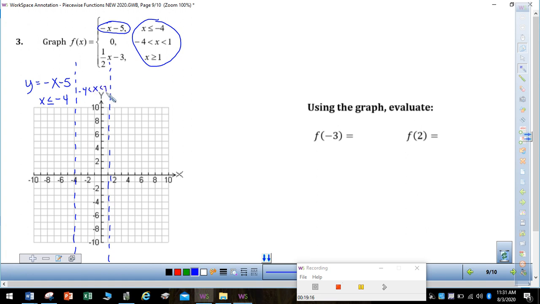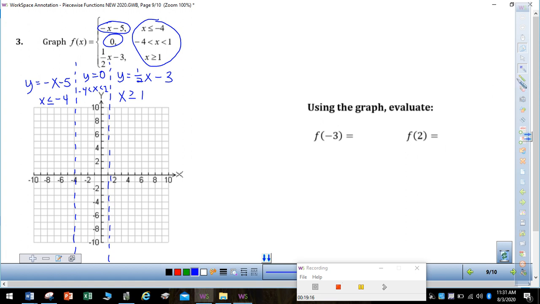So greater than negative 4 at the same time less than 1. And the equation for that part is y equals 0. On the far right, this is where x values are greater than or equal to 1, and the equation that's going to go with that part is y equals 1/2 x minus 3.